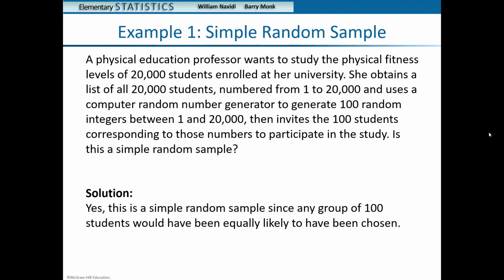The idea here is that the students are all numbered from 1 to 20,000, and then we use a random number generator, randomly generating 100 numbers between 1 and 20,000, where any one of those numbers is equally likely to be generated. So this is a completely randomized process. This is a great way of selecting a simple random sample, since any group of 100 students would have been equally likely to have been chosen.